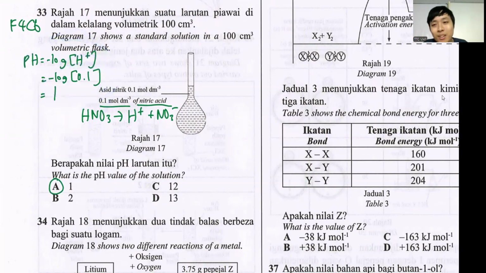Confirm it is not 13. If they give you sodium hydroxide solution, then yes, you have to subtract, and it becomes 13. If it is alkaline, you have to use pOH equals negative log OH minus, then use 14 minus the pOH to get the pH.